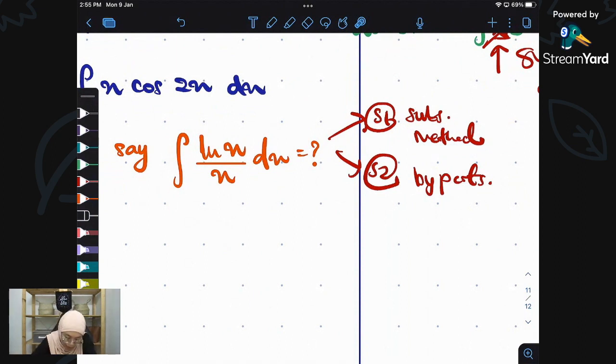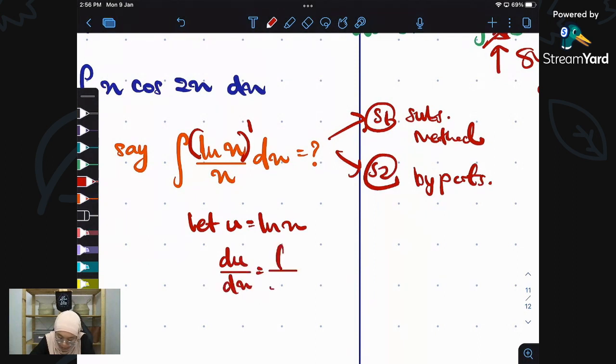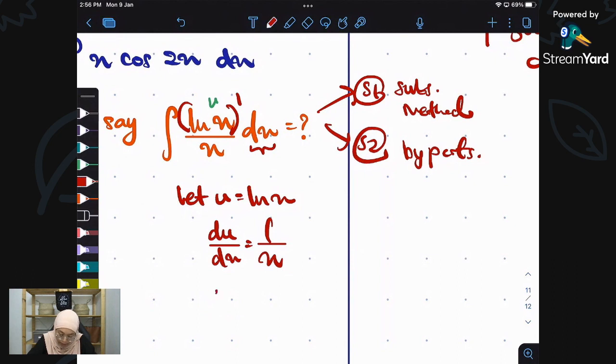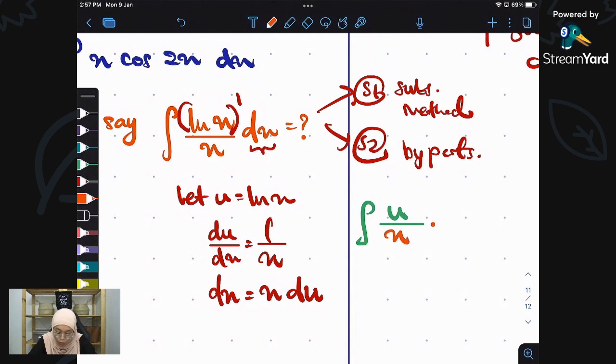Okay, now let's test. Let u equal ln x. Okay, but this is to the power of 1, therefore, let u equal ln x, and then du/dx is equal to 1 over x. Okay, now kita nak jadikan dx sebagai subject, therefore kita akan dapat x du. And then we want to substitute back into the question. We will get u over x times our dx. Our dx now has become x du.